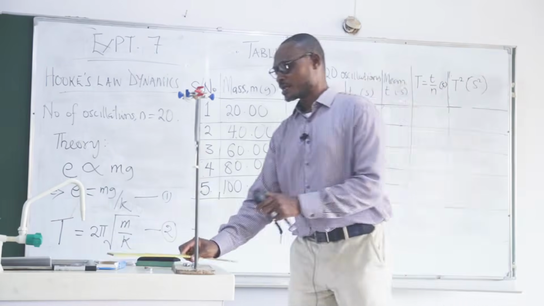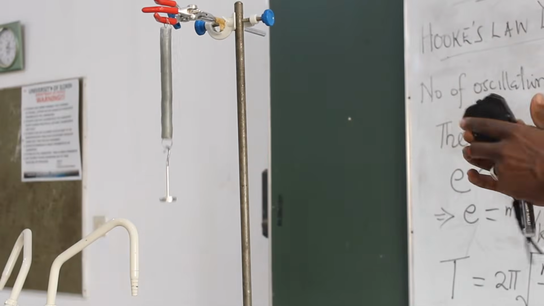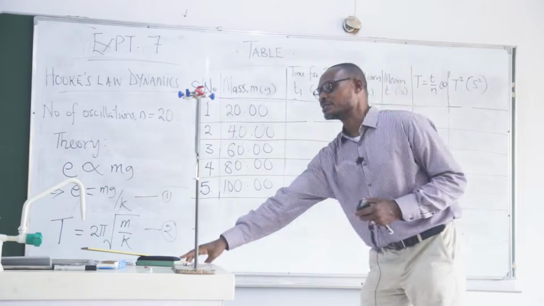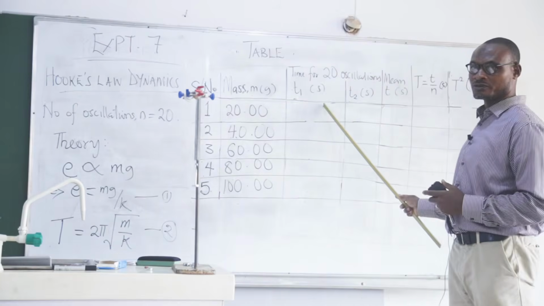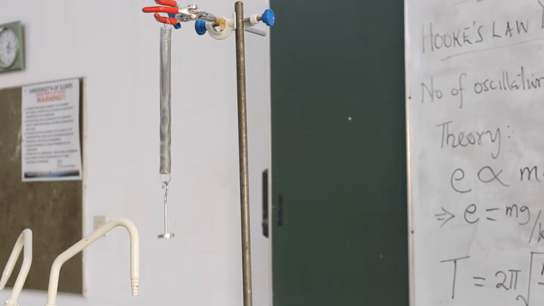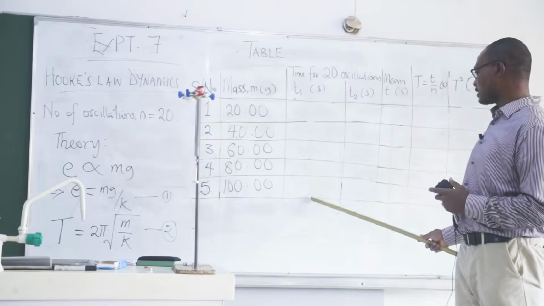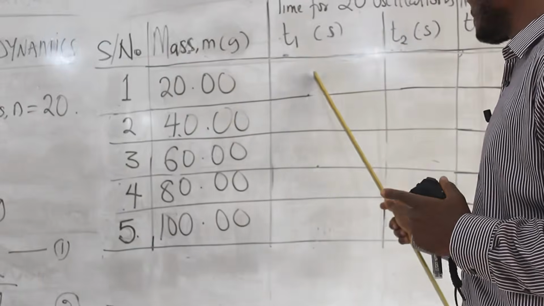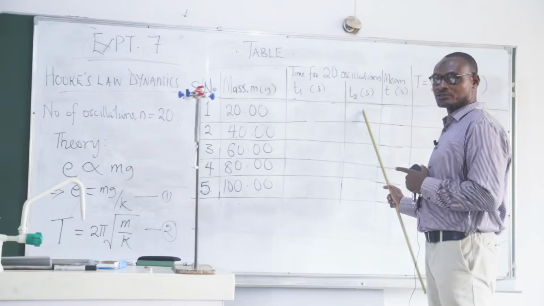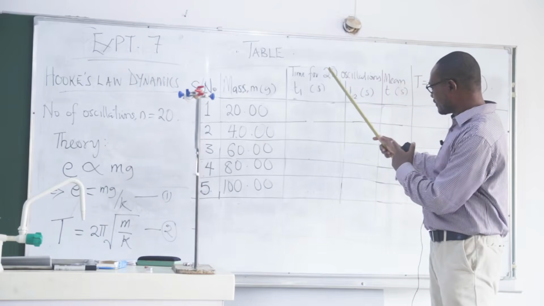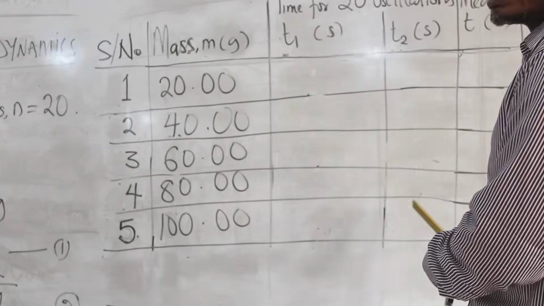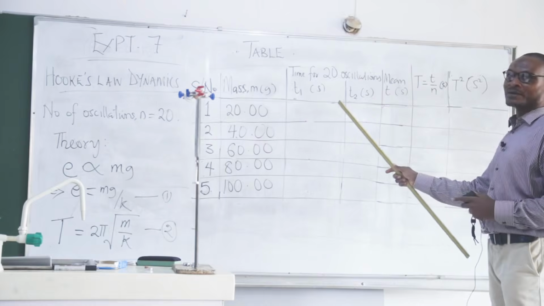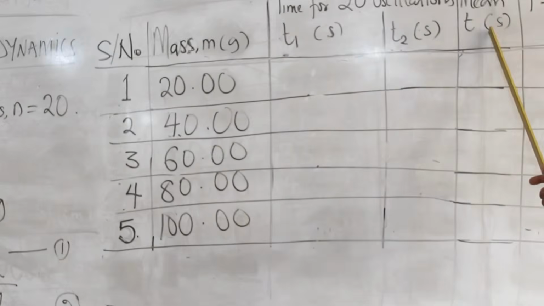So there are 2 ways to do this. Either you finish T1, you go for 20 grams, you take the time for 20 oscillations, you record it. For 40, you do the same, 60 and 80 and 100. Or you repeat for 20 twice, so that when you record one here, you repeat it again and put it here. It's all the same thing. The next step is for you to take the mean time. That's T1 plus T2 divided by 2. That will be your mean time, which is also in seconds.